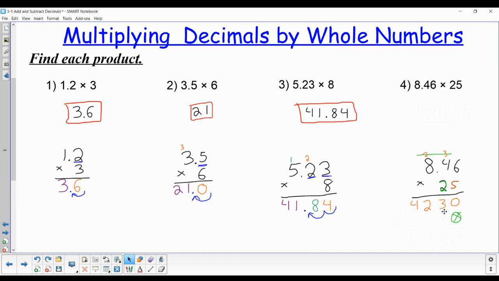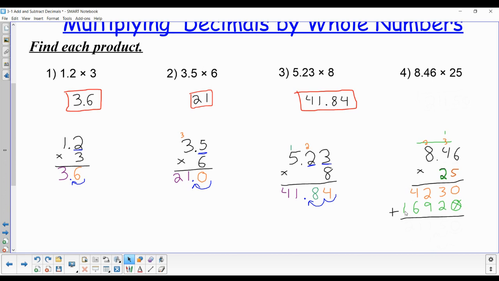2 times 6 is 12. The 2 goes down here, I carry the 1. When I carry the 1, it goes to the number next to the 6, the 4. And then I do 2 times 4 is 8, plus that 1 is 9, it goes in the next spot. And then 2 times 8 is 16. When I'm done with that, I take my 2 rows of numbers and I add them.